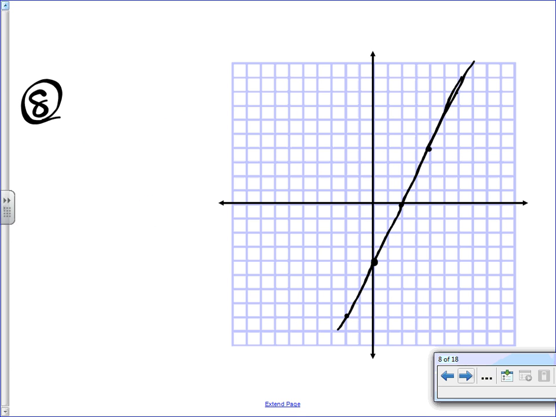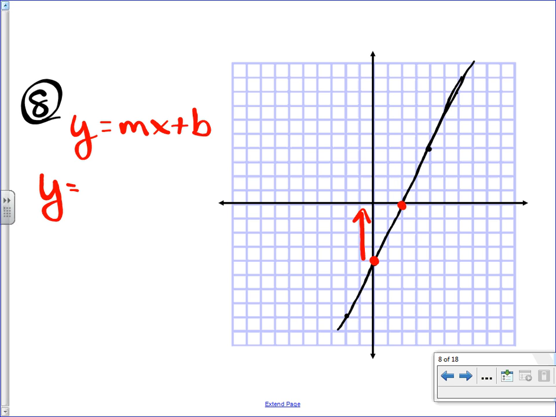We'll do number 8 the same way. Again, I got a graph, and I want to write an equation in this form right here. And in order to do that, I'm going to need to find 2 things, the slope and the y-intercept. So I'm going to pick 2 points. I'm going to use this point and this point. Doesn't have to be, but those are the 2 that I'm using. So notice here, we're going to go up, 1, 2, 3, 4, and I'm going to go over 2. Up 4 and over 2. What is 4 divided by 2? 2. So the slope on this line is 2.